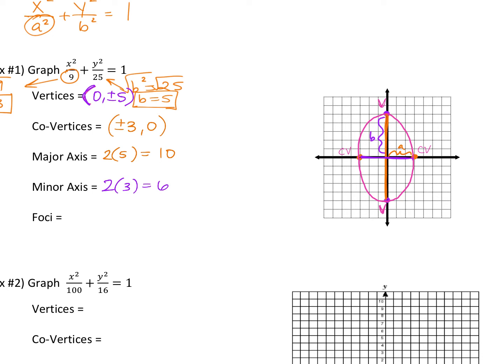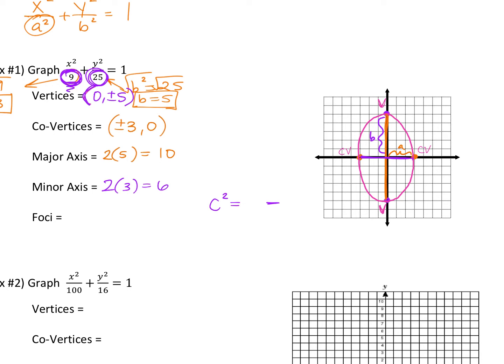Okay, so the last thing we have to figure out is where do our foci fall? And if you recall, we said c squared is always going to equal something squared minus something squared. Those numbers are given to you. They're here, right? A squared and B squared are right up here. Are we going to go 9 minus 25 or 25 minus 9? 25 minus 9. Notice they're already squared here.